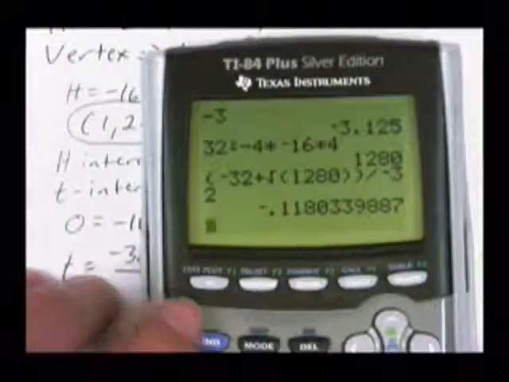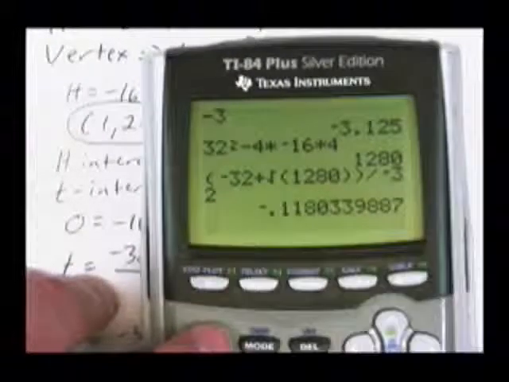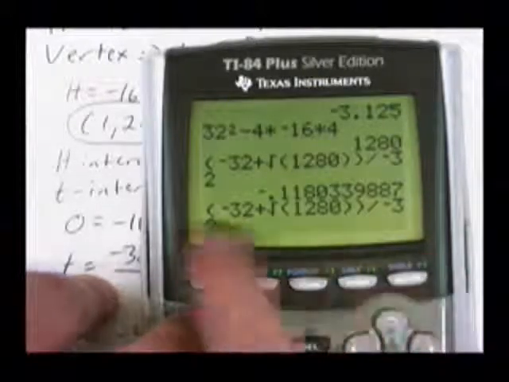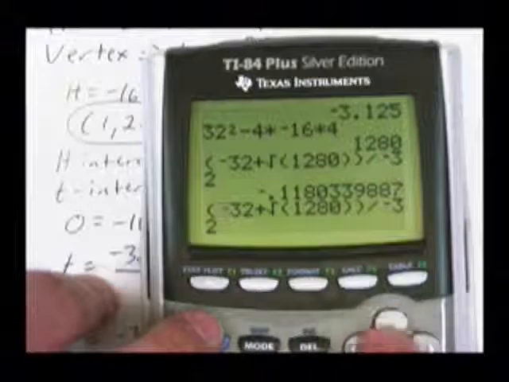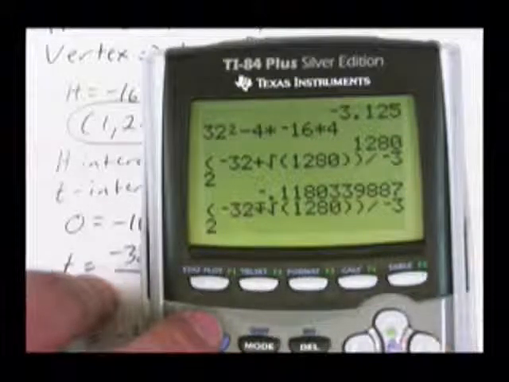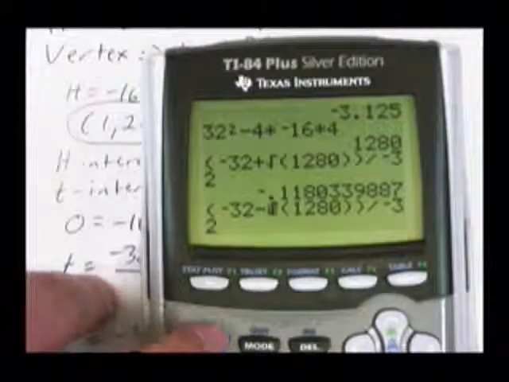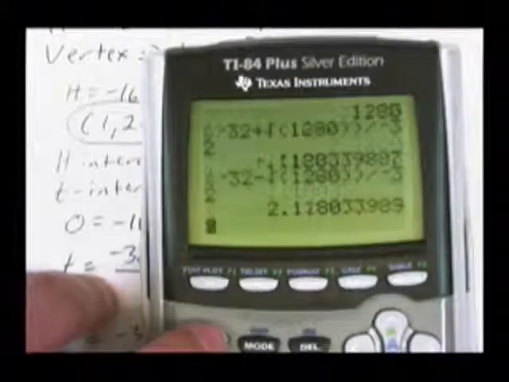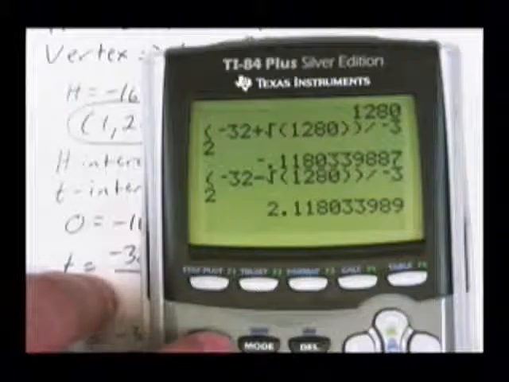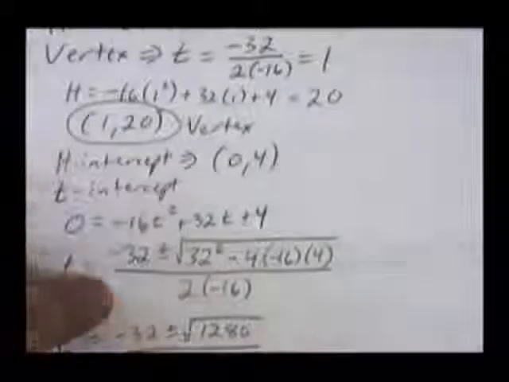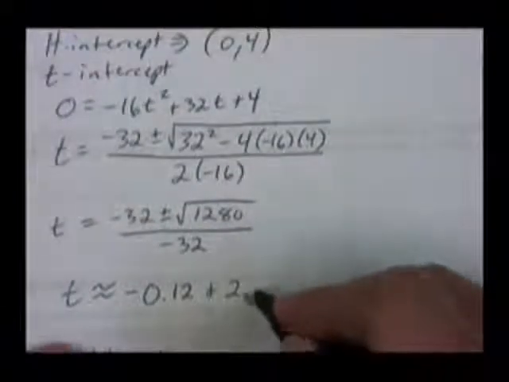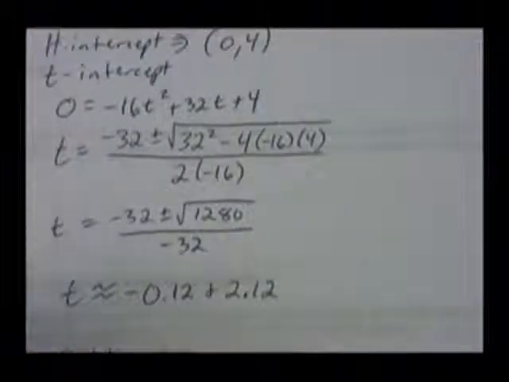All right, now, instead of retyping the whole thing, I'm going to hit second and enter, and that gives me my last entry, and then I can arrow up and arrow over and change that to a minus, or a subtraction. So I did negative 32 plus, and now negative 32 minus. And there I get, I'm going to round off again, 2.12 approximately. So here's my two values for my t-intercept.